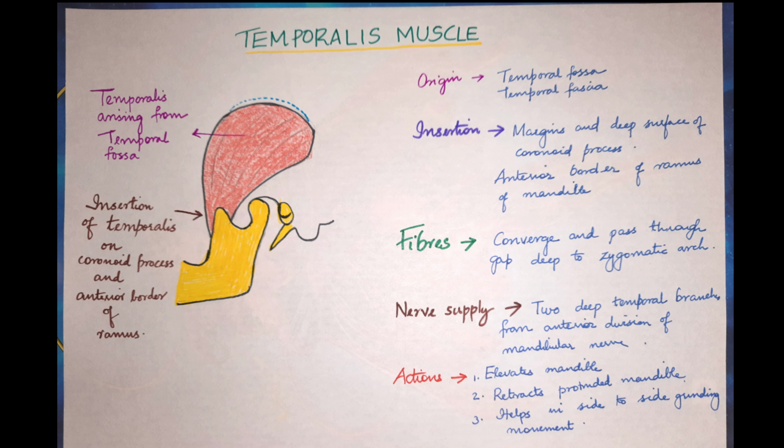The nerve supply is by the two deep temporal branches from the anterior division of the mandibular nerve. The action is that it elevates the mandible, then it retracts the protruded mandible, and it helps in side to side grinding movements.